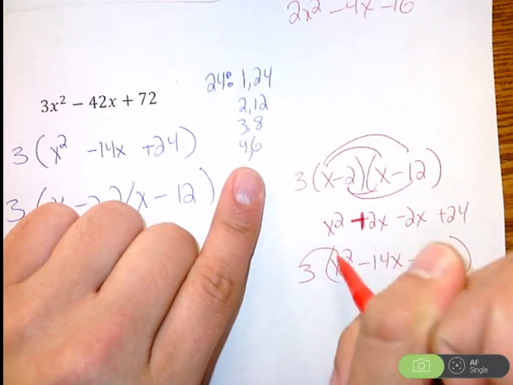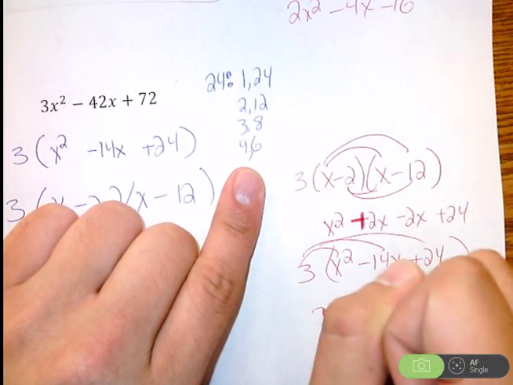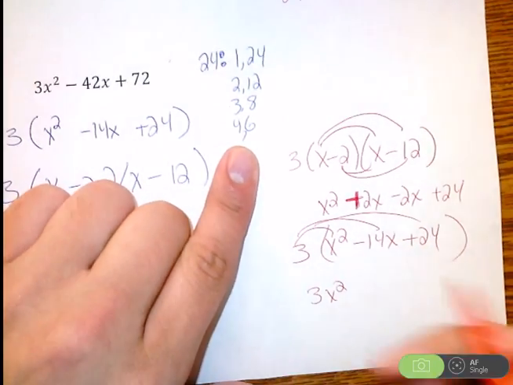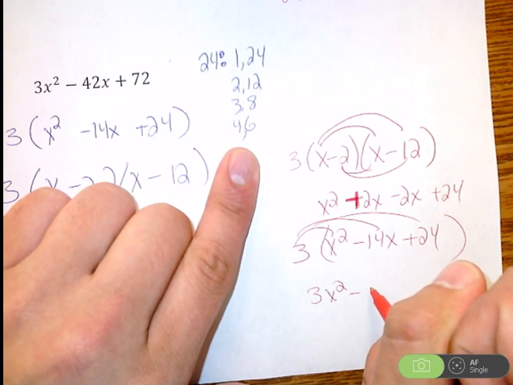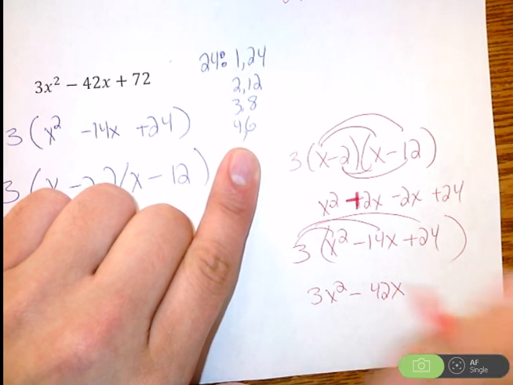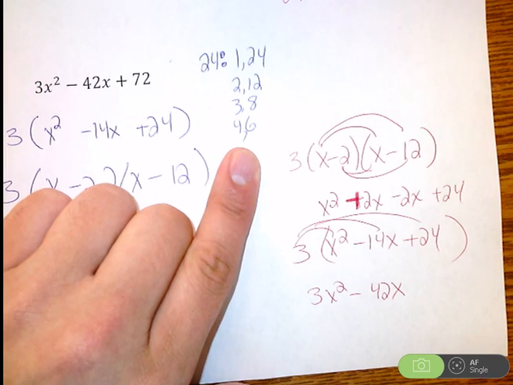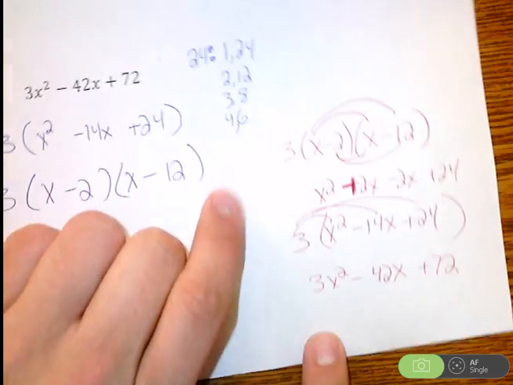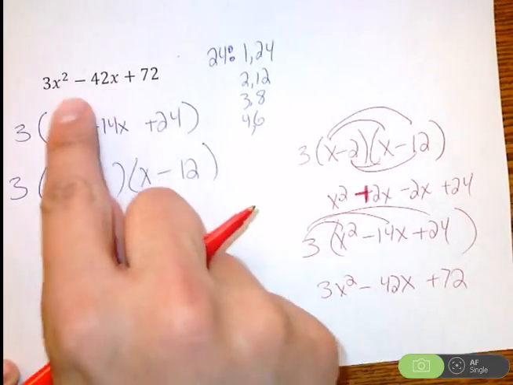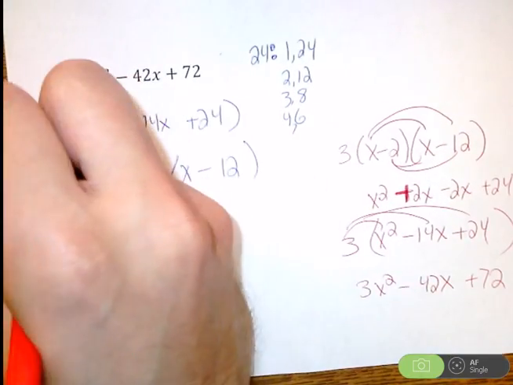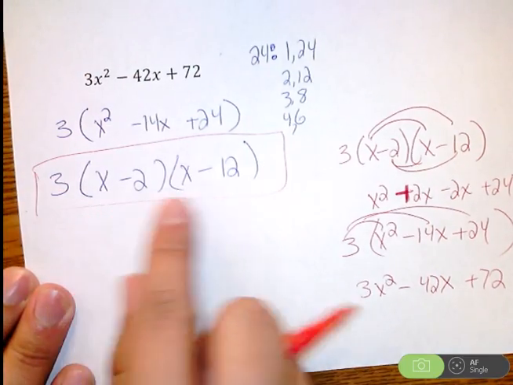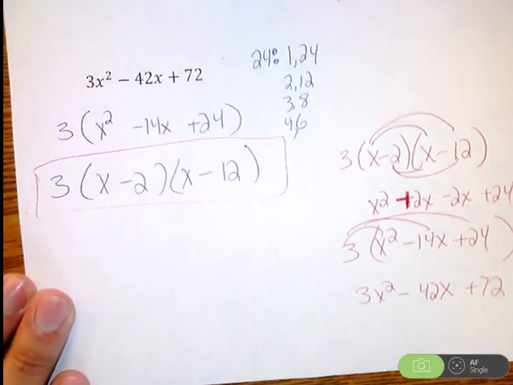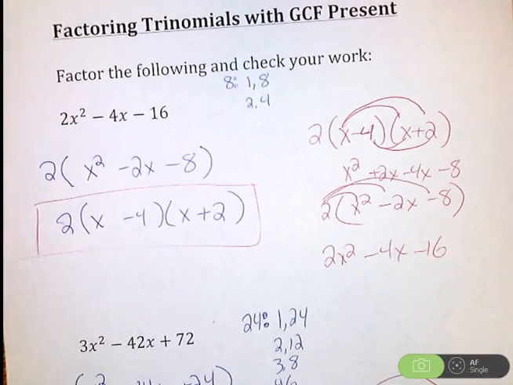Take the 3, distribute. 3 times x squared is 3x squared. 3 times negative 14 is negative 42x. 3 times 24 is 72. So checking this, it matches up with the original. So my answer is 3, parentheses x minus 2, parentheses x minus 12. And that is factoring, specifically a trinomial. We're factoring quadratics with a GCF present.